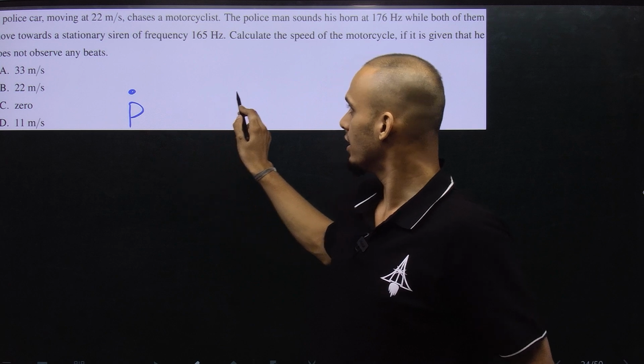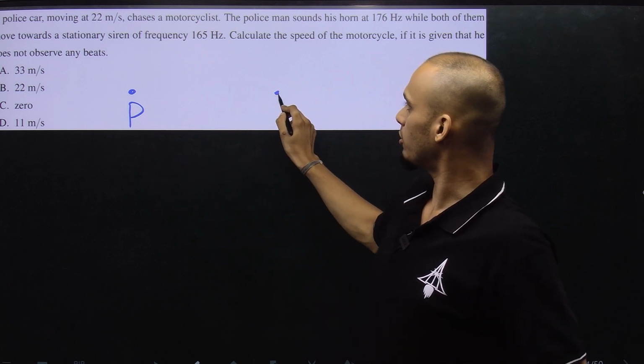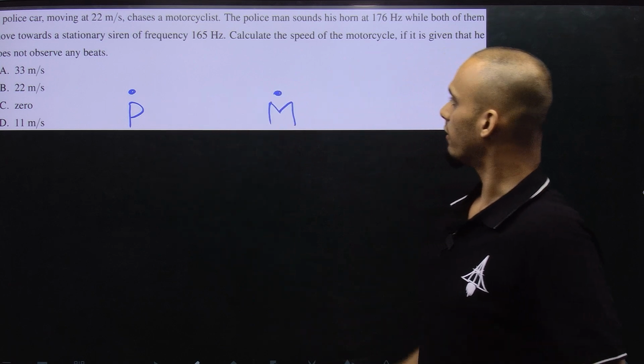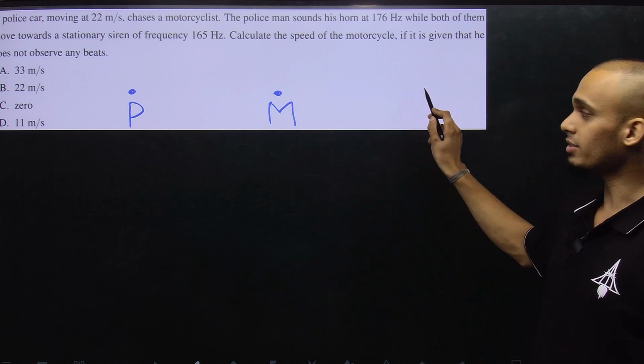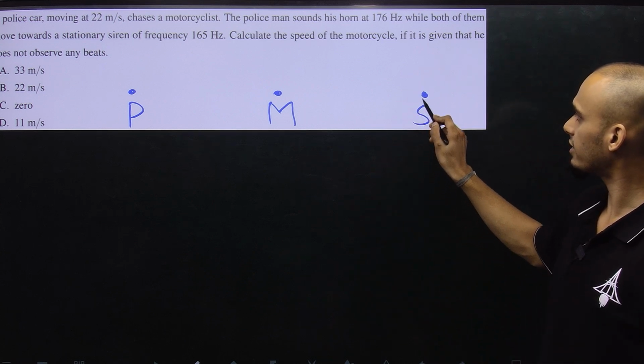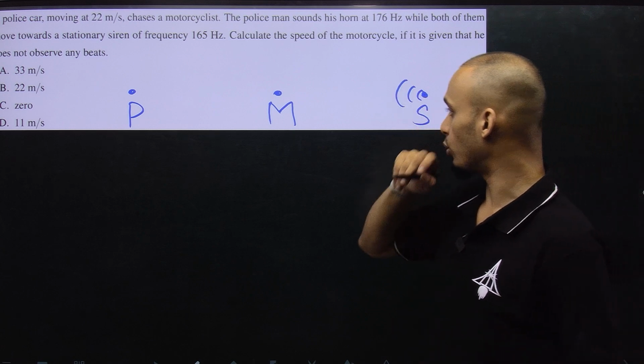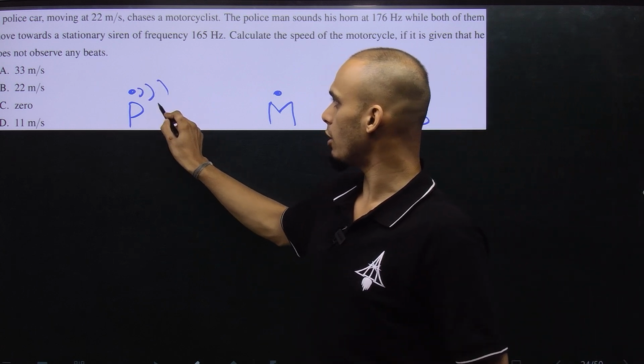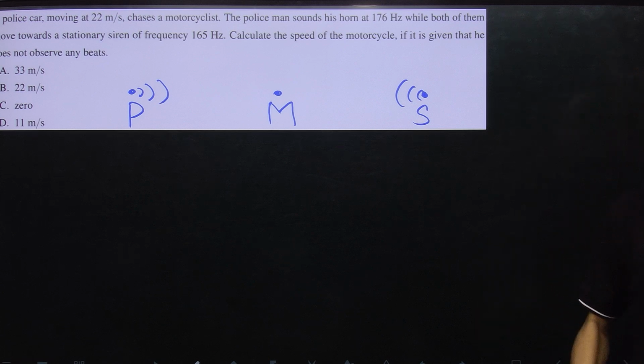This is a police car moving towards a motorcyclist. Let me go a little farther. Both of them are moving towards a siren. The siren emits some sound towards the motorcyclist. The police car also emits some sound towards the motorcyclist.